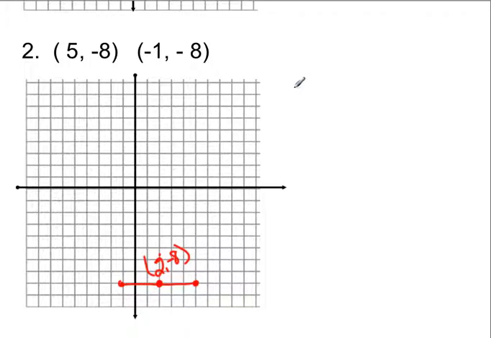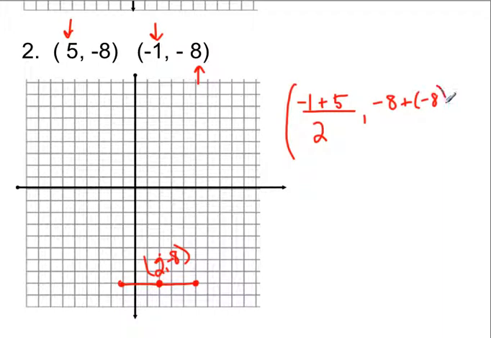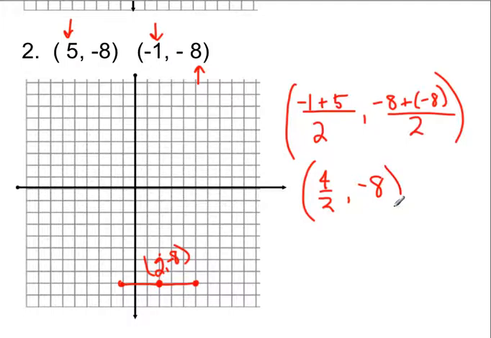But to confirm that, again, you add your x's together. So I'm just going to do negative 1 plus 5, because it's x2 and x1 over 2, and then negative 8 plus negative 8, and when I put a negative I always double up on the parentheses. So this would be 4 over 2, comma, negative 8 plus the negative 8 is negative 16 over 2 is negative 8, so that would be 2, negative 8, which is what we thought it would be.